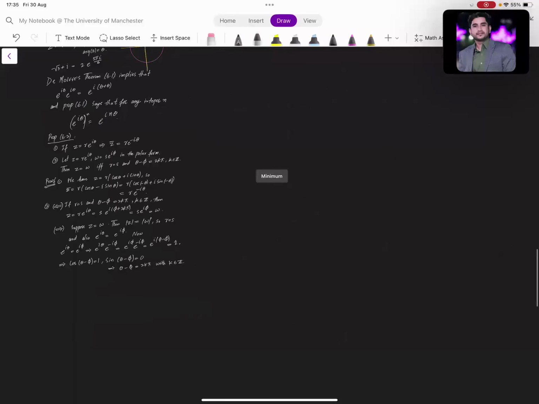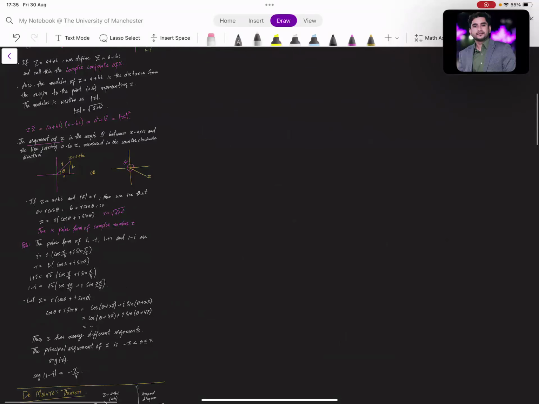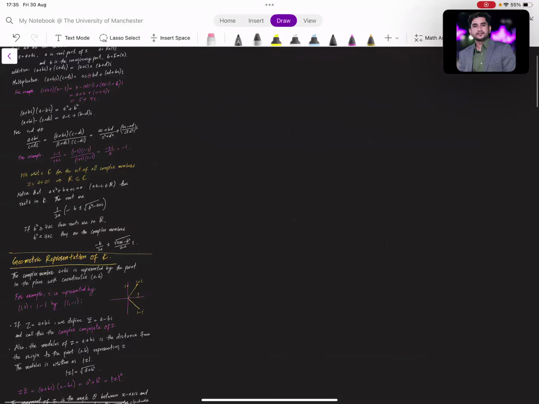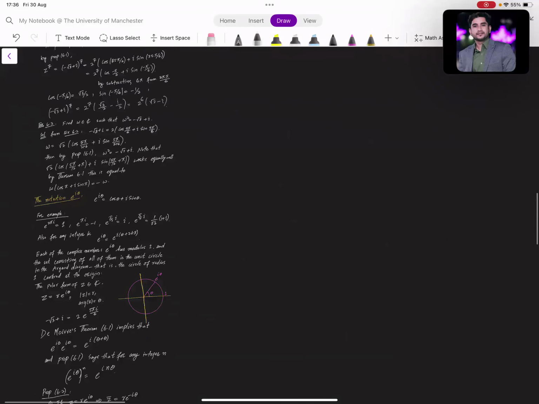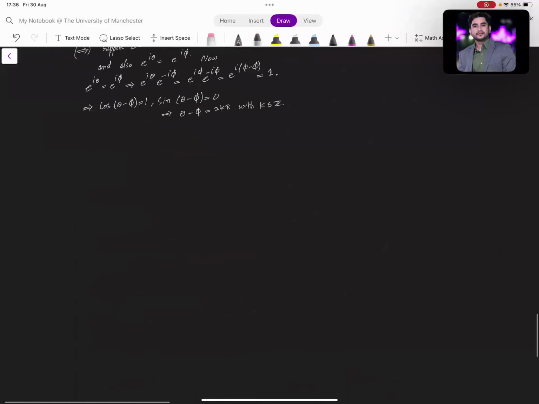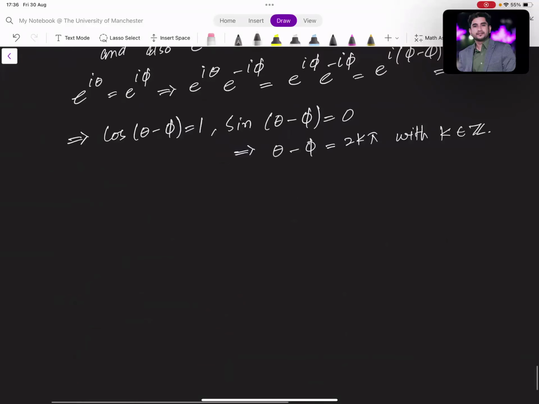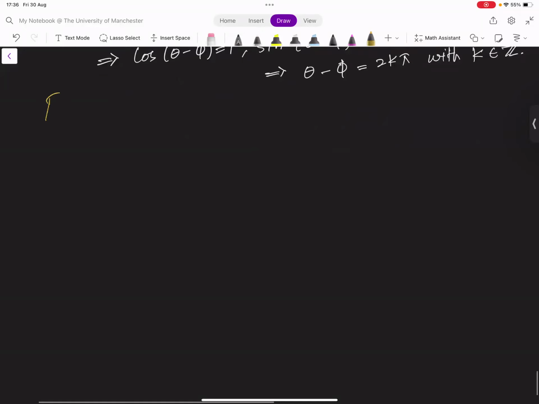So previously we were talking about so many things. We have talked about complex numbers, their geometrical representations. Then we have talked about De Moivre's theorem. Then we have talked about the notation e power i theta. And now we will talk about the nth roots of unity, or roots of unity. So the topic is roots of unity.